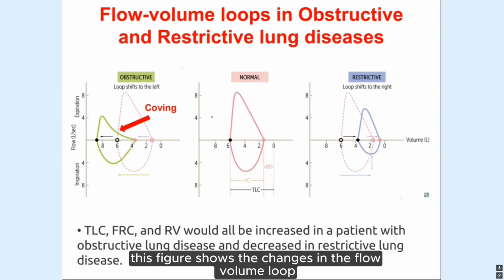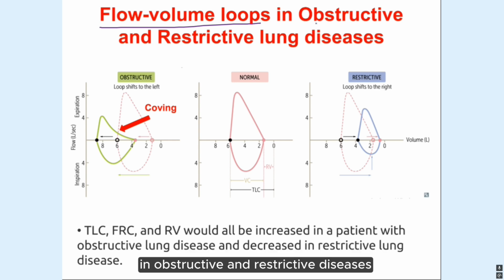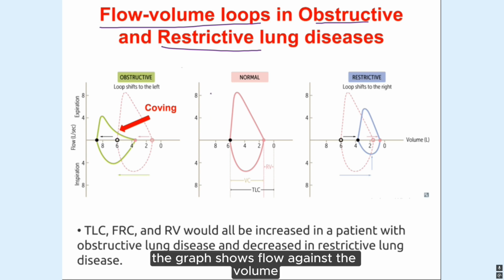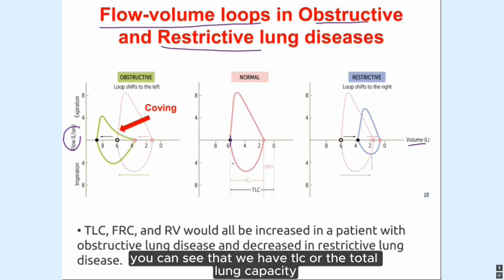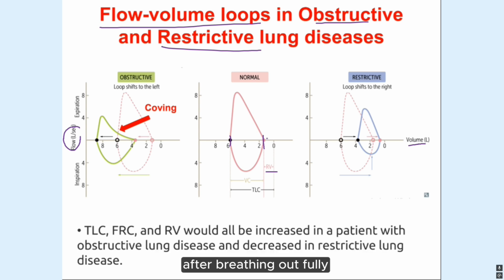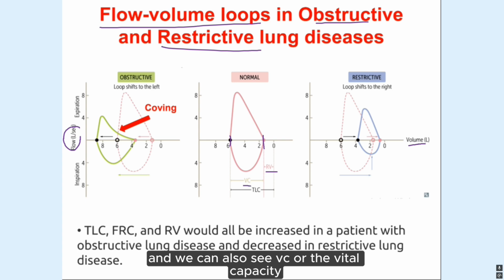So this figure shows the changes in the flow volume loop in obstructive and restrictive diseases. So let's start by looking at the graph. The graph shows flow against the volume. Normally in a healthy adult, this is the shape of the flow loop. You can see that we have TLC or the total lung capacity, which is the maximum amount of air our lungs can hold. You can also see we have the RV or the residual volume. That's the amount of air left inside of our lungs after breathing out fully. And we can also say VC or the vital capacity, which is the difference between them both.